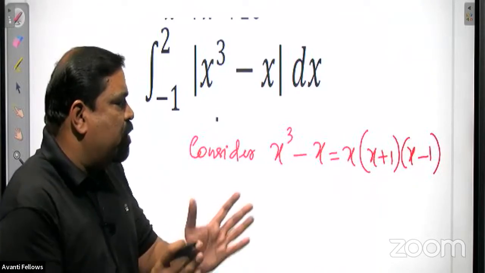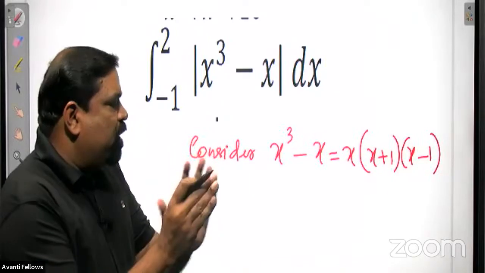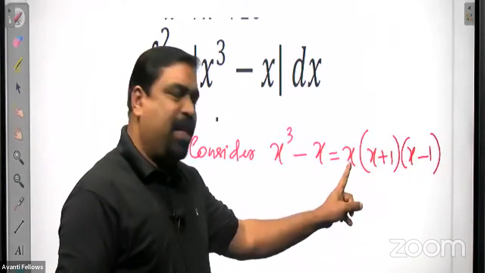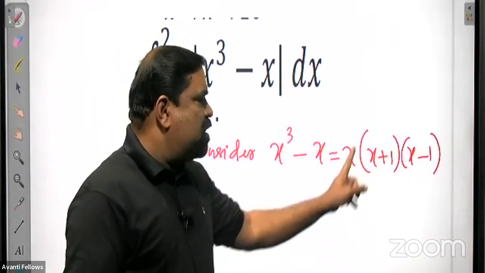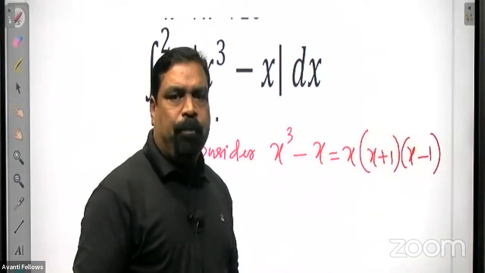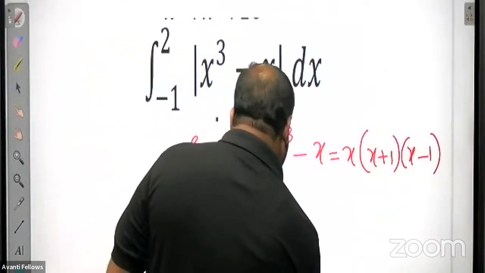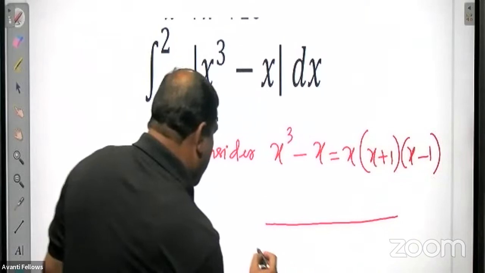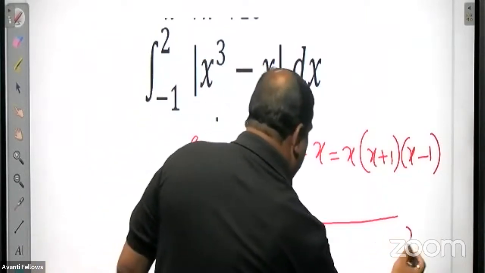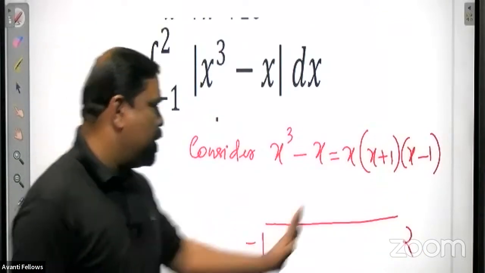So very clearly we can see the breaking points. No? One factor is x means 0. Another factor is x plus 1 means minus 1. Another factor is x minus 1 means 1. Okay. Now you see the given interval where we have to integrate. We have to integrate from minus 1 to plus 2. Only we have to consider that particular interval. Minus 1 to plus 2.